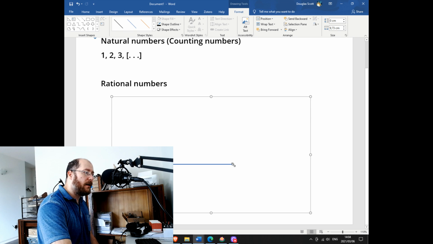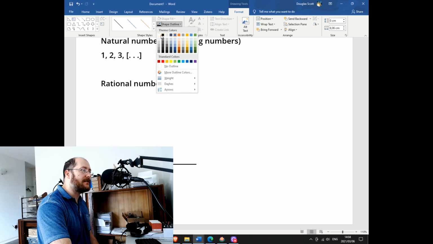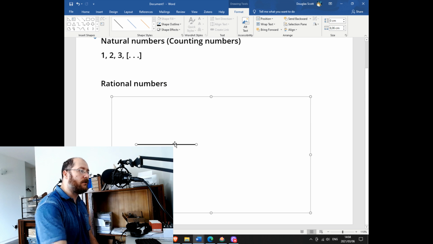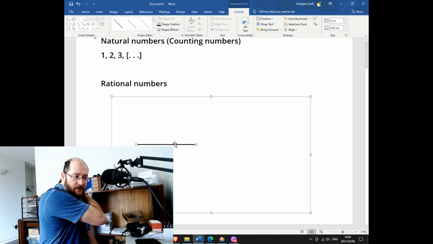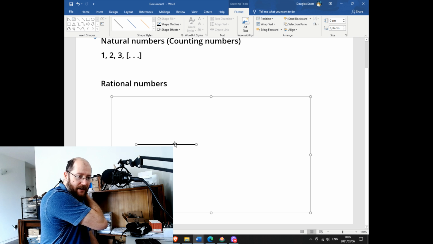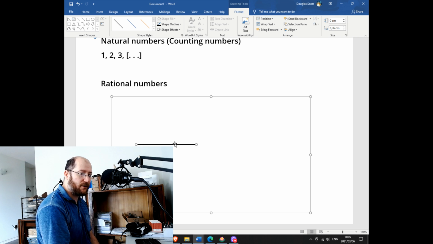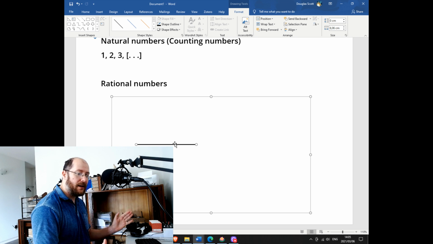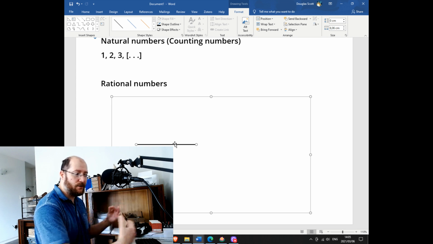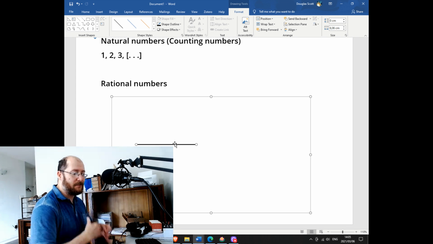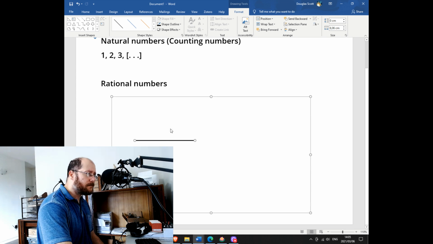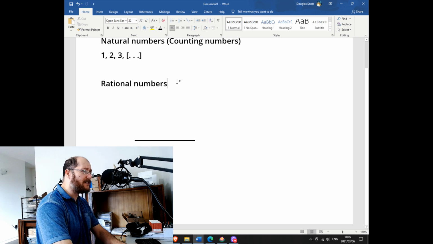And once you start doing that, it starts to make sense to think of ratios. Like, I've got one pallet of bricks, and that's going to get me halfway to the length that I need. So I need another pallet of bricks. I need two pallets. Two times a half gets me to the full length. So this is where rational numbers come in.